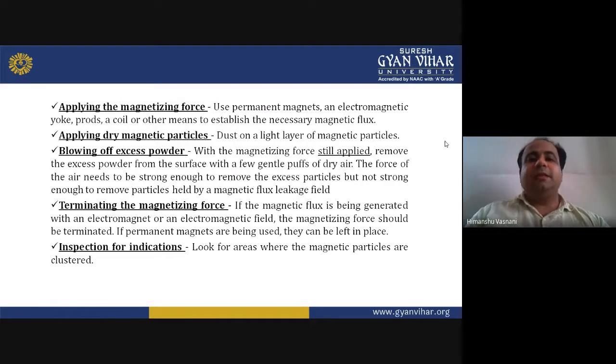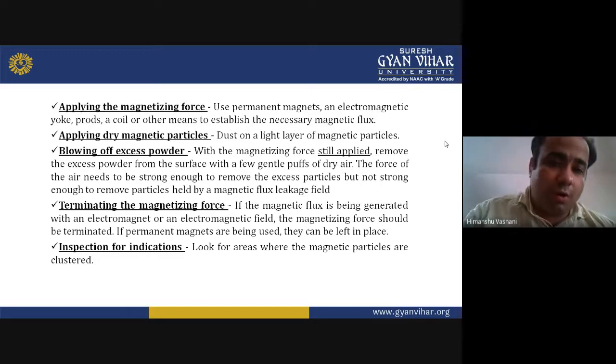Applying the magnetizing force: they use permanent magnets, an electromagnetic yoke, electrodes, a coil or other means to establish the necessary magnetic flux. We have studied all these methods of applying the necessary magnetic flux in our previous lectures, like using a permanent magnet, an electromagnetic yoke, or with the help of rods or a coil.